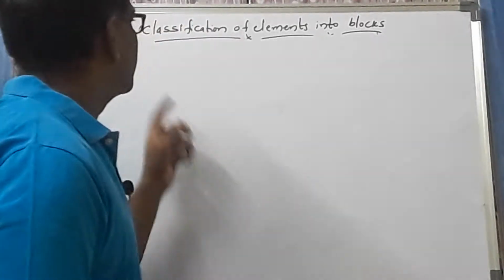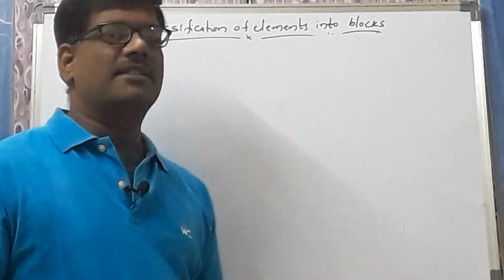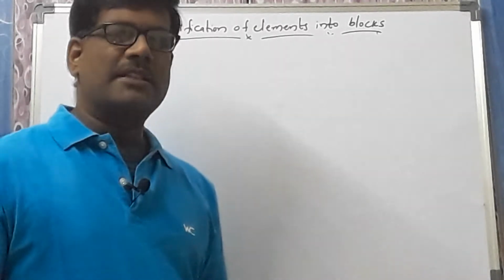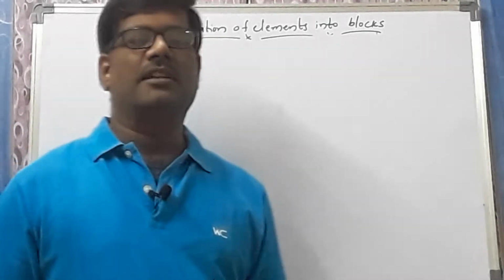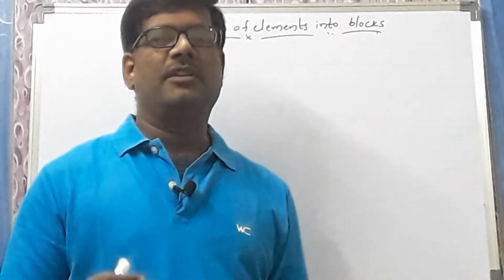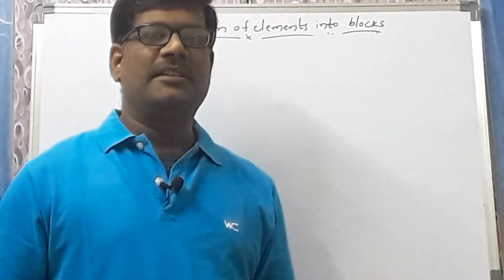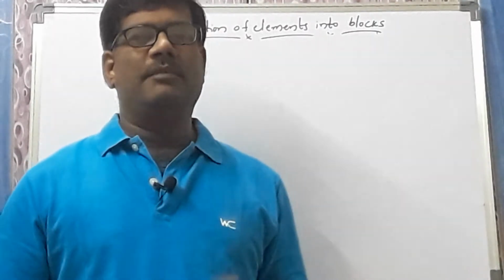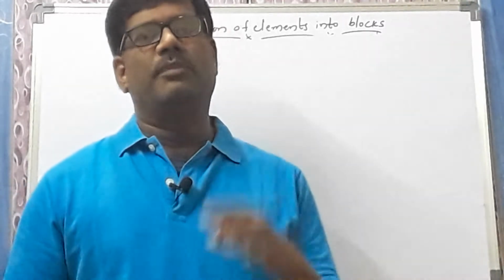Today my topic is classification of elements into blocks. Here, we classify based on the differentiating electron. What is the meaning of the differentiating electron? The newly coming electron: which orbital is it entering into? Based on this, all the elements present in the periodic table are classified into 4 blocks, namely S block elements, P block elements, D block elements and F block elements.